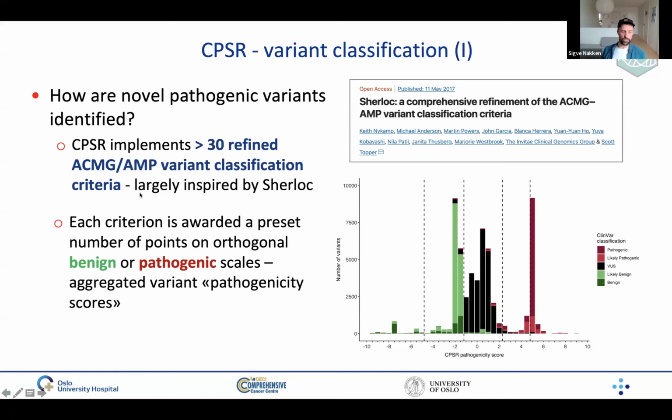So it works in the same way as the oncogenicity guidelines, in the sense that you get points towards the benign scale, and you get points towards the pathogenic scale, and then you aggregate all the points, and you get a final pathogenicity score. So we have calibrated thresholds in CPSR against known classified variants in ClinVar, and it works fairly okay.